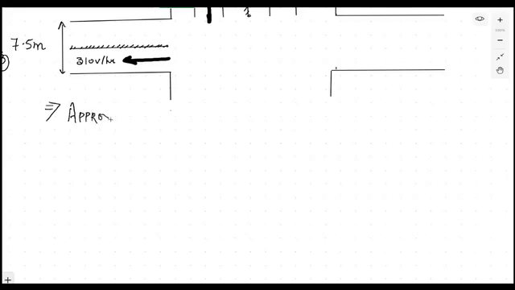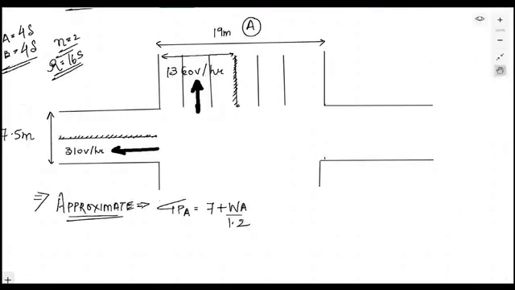Now, what is the approximate method? The approximate method says that you have to first calculate the green time for the pedestrian to cross the road A, which is equal to 7 plus WA divided by 1.2. Remember the last class. Just see here, what exactly will be happening? The pedestrian will be standing here. He wants to cross the road A.